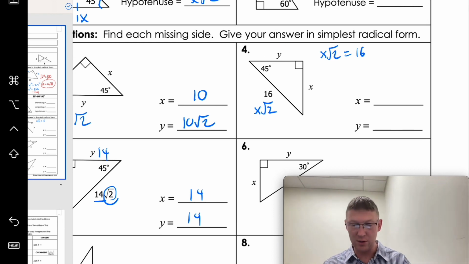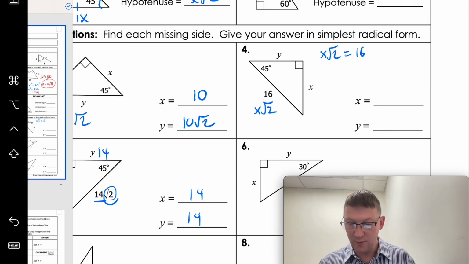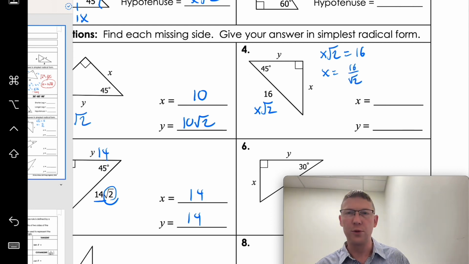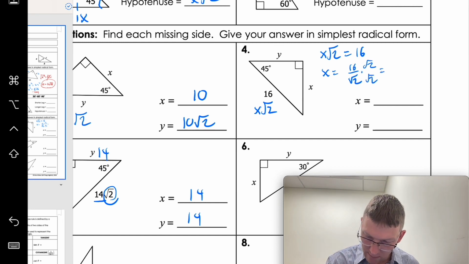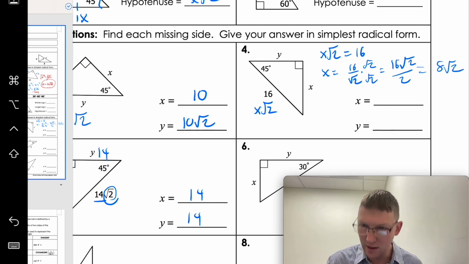We just need to figure out what that x is, and that's going to give us both of these values. If we divide both sides by square root of 2, we have x equals 16 over square root of 2. Hopefully you remember that we don't like radicals in the denominator, so we multiply by square root of 2 over square root of 2, and we have 16 square root of 2 over 2. 16 and 2 simplify into 8 square root of 2. So both of our side lengths are 8 square root of 2.